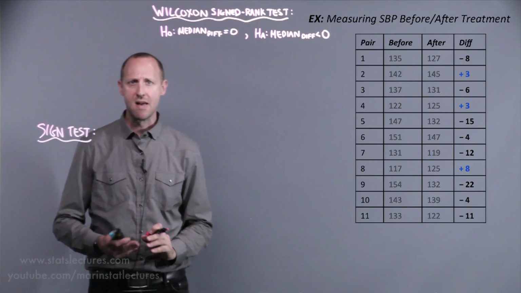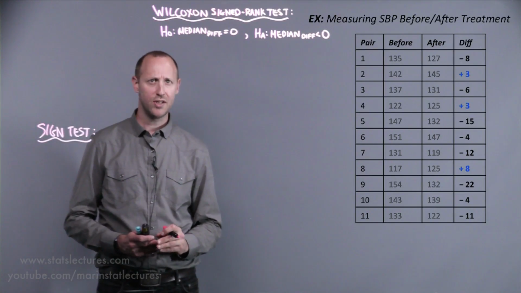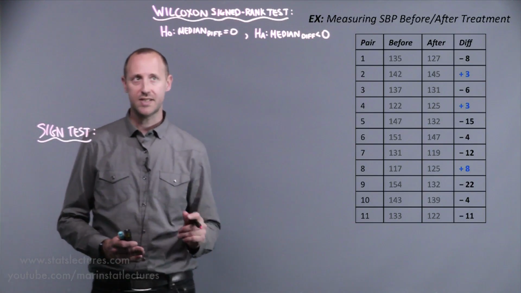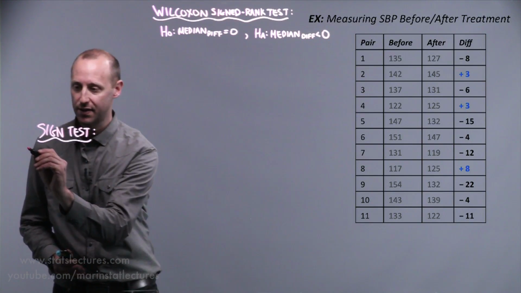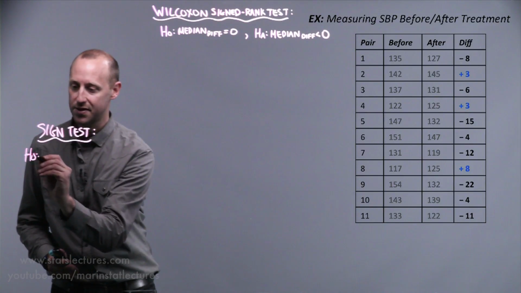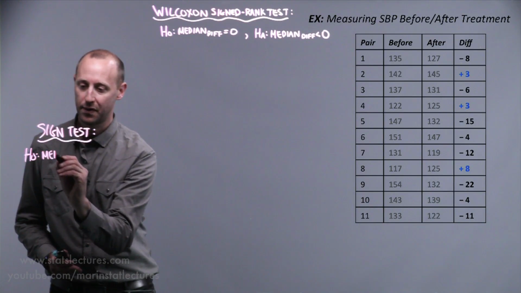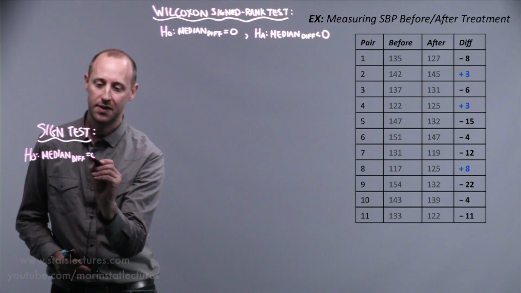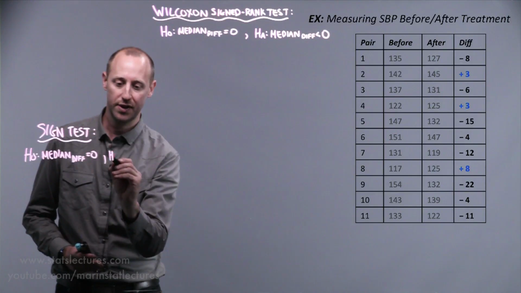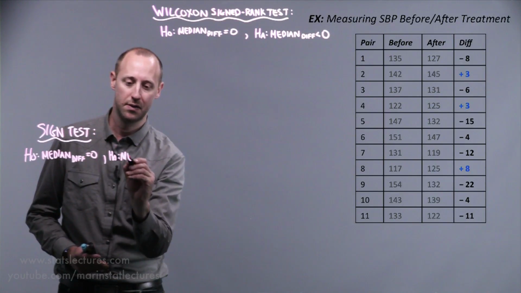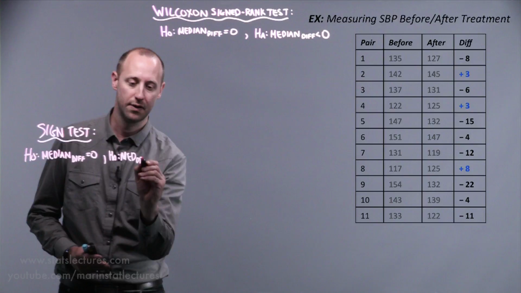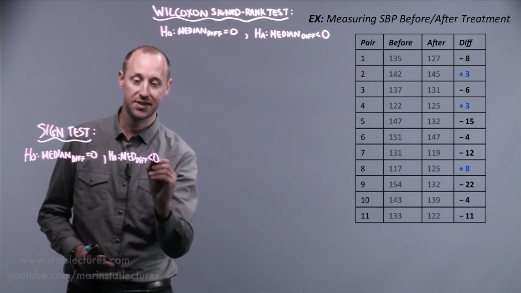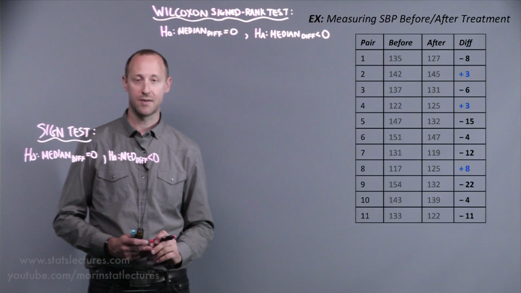This test is probably a little bit too simple to be useful, but it's a good building block for what is a non-parametric approach. So this tests the same null and alternative. It tests a null hypothesis that the median difference is 0 versus an alternative that the median difference is not 0, or in this case, we'll test less than 0. Okay, we'll do a one-sided hypothesis test.